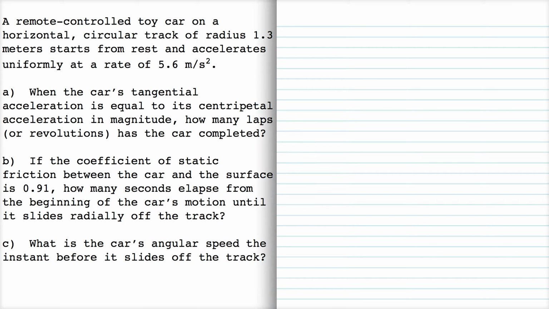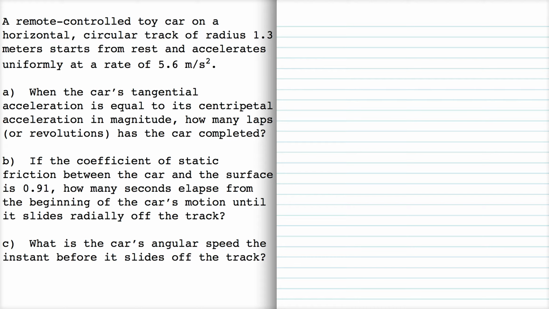So this is a problem with circular motion. Let's take it step by step. So we have a toy car on a circular track and it's accelerating. It's got a tangential acceleration of 5.6 meters per second squared. First it asks, when is the car's tangential acceleration equal to its centripetal acceleration?